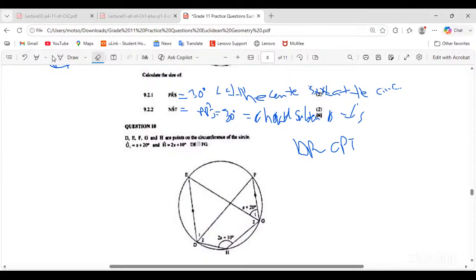Now, let us go to the next cyclic quad. I find it to be this one. Now, this angle and that angle are supplementary, and this angle and this angle are supplementary. Reason being, opposite angles of a cyclic quadrilateral are supplementary. Okay. Now we are done with the cyclic quad.